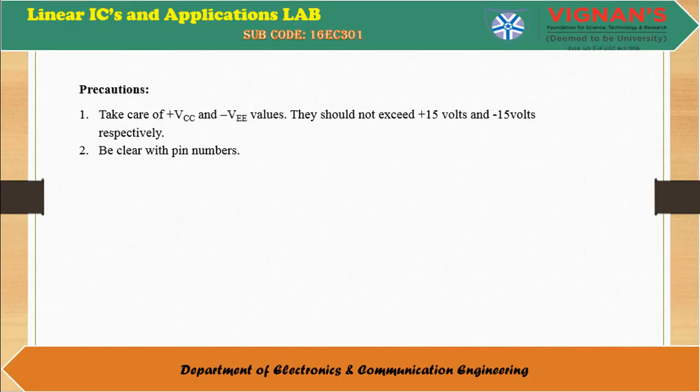These are the precautions we have to follow while doing the hardware connections. We know that for the op-amp, the maximum values are plus 15 volts and minus 15 volts. So plus VCC and minus VCC values should not exceed plus 15 and minus 15. And while making the connections, we should be clear with the pin numbers. These two are the precautions while doing the hardware connections.